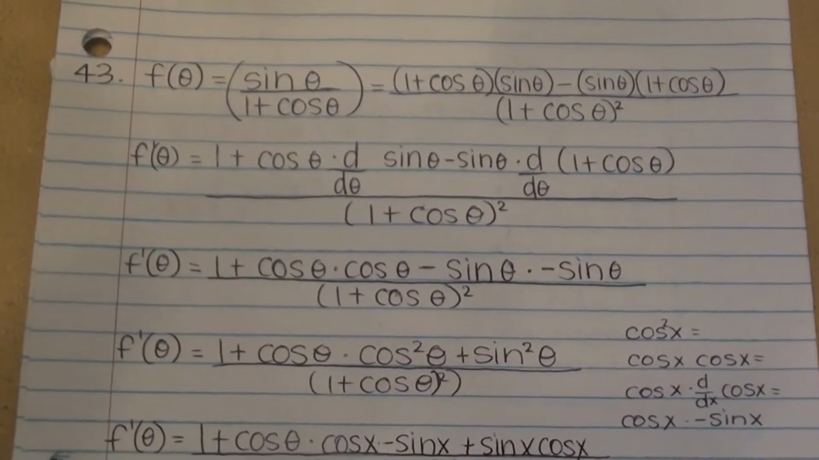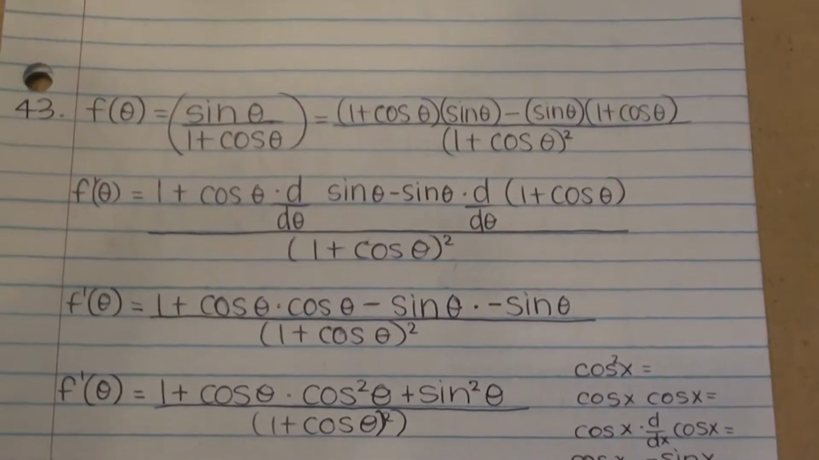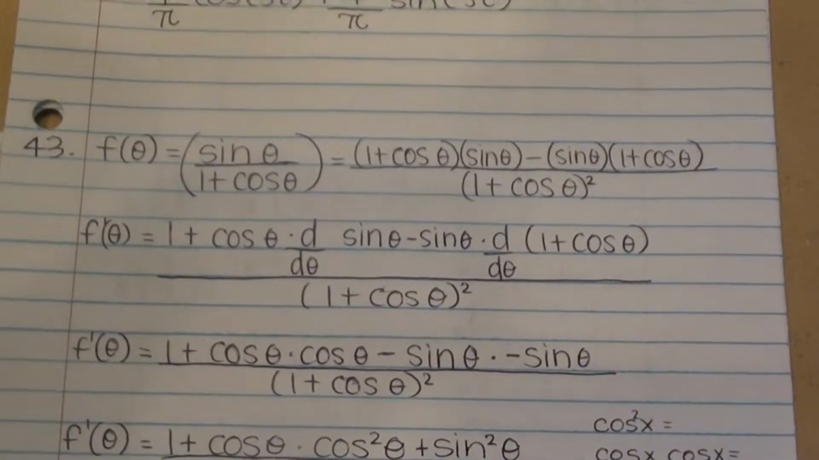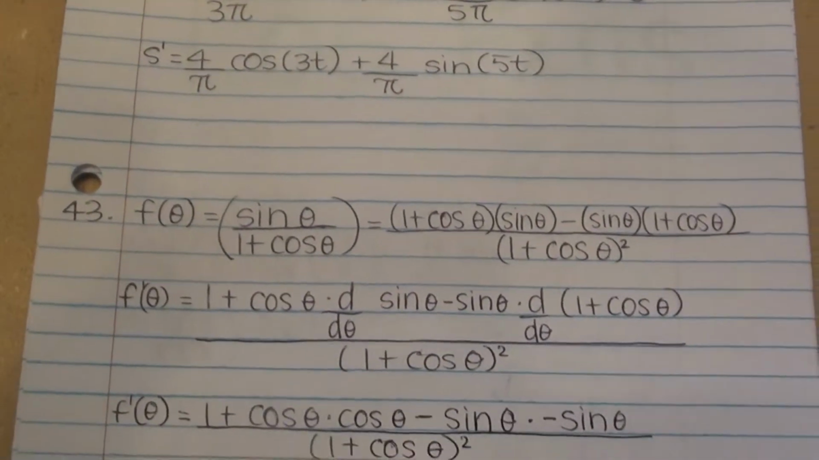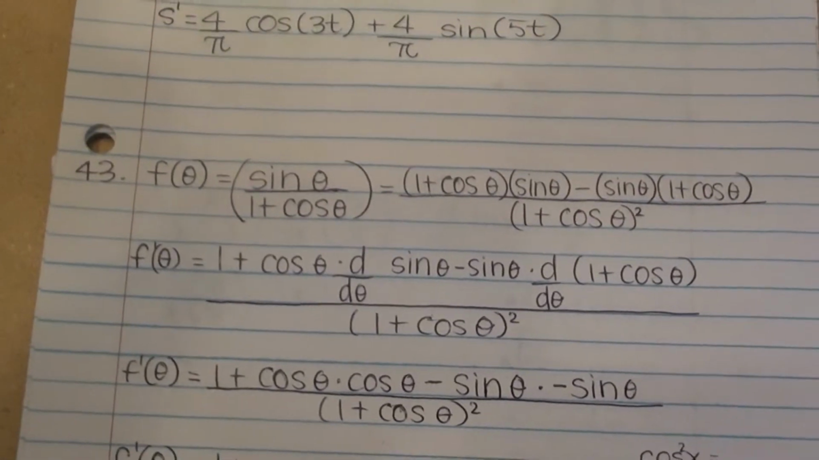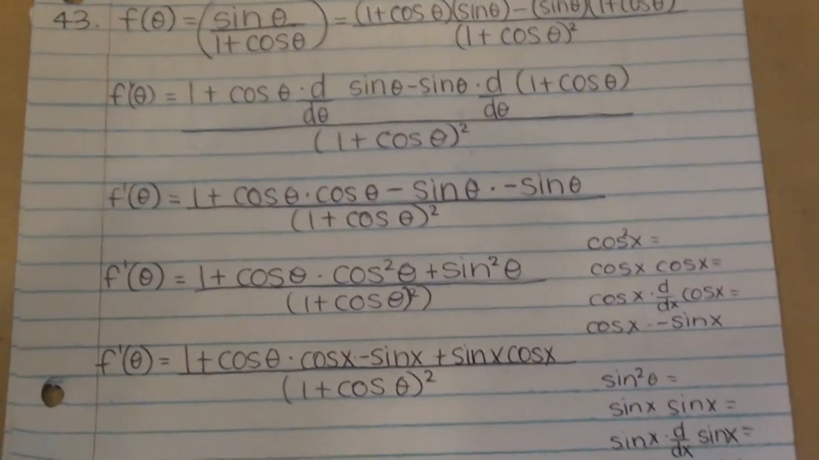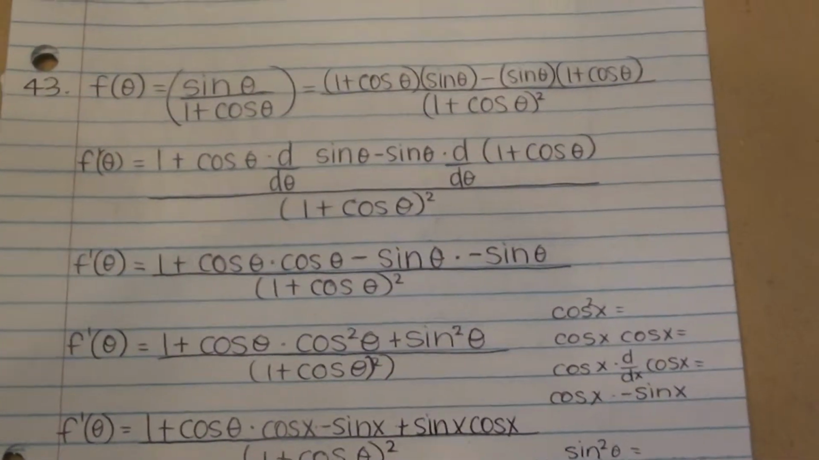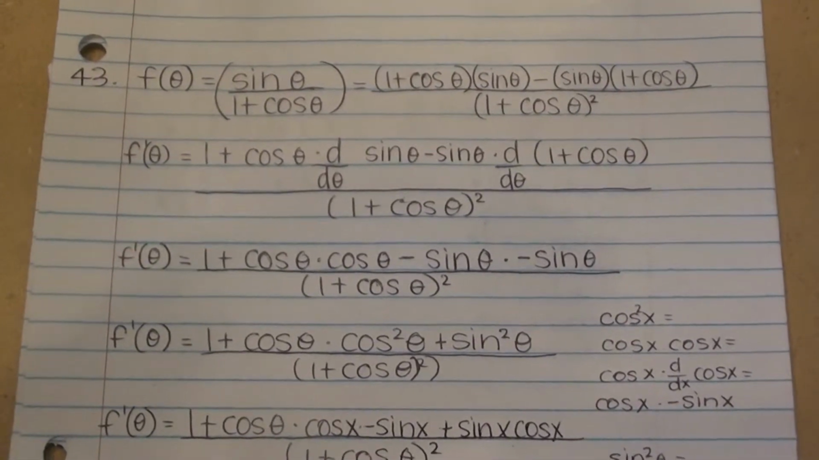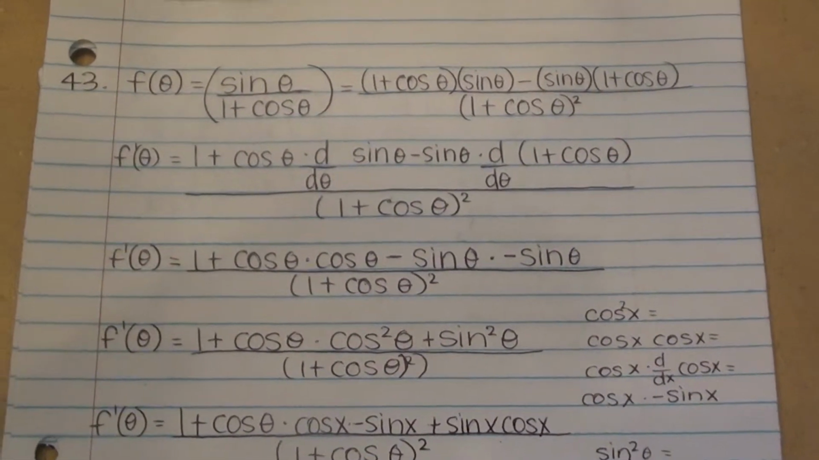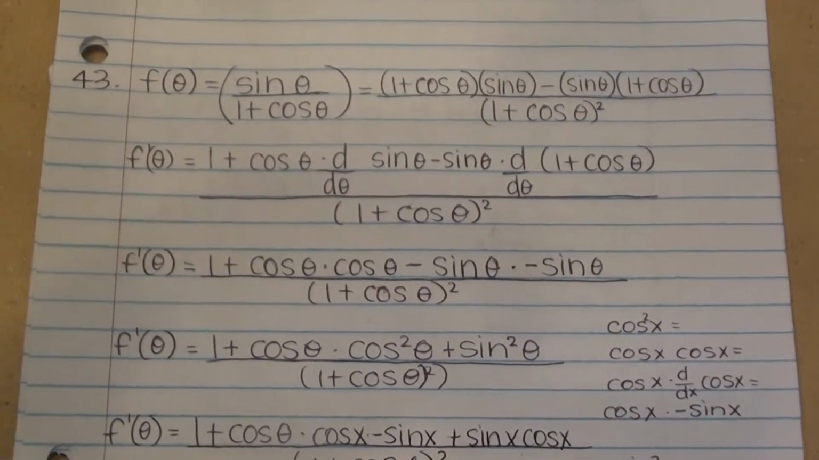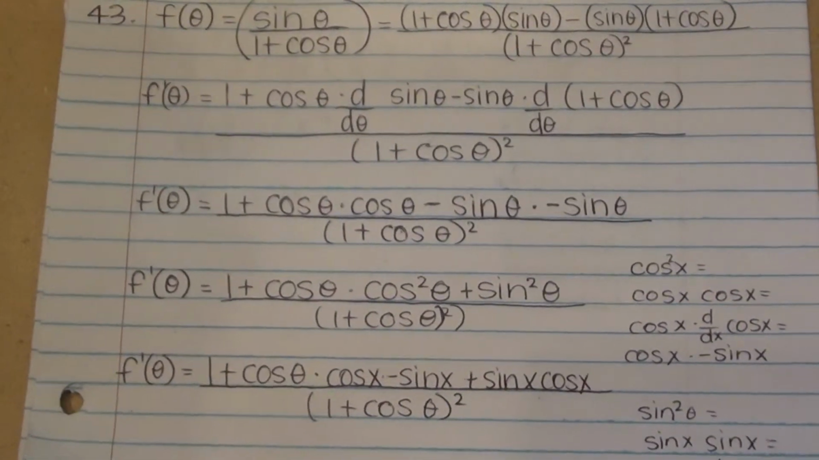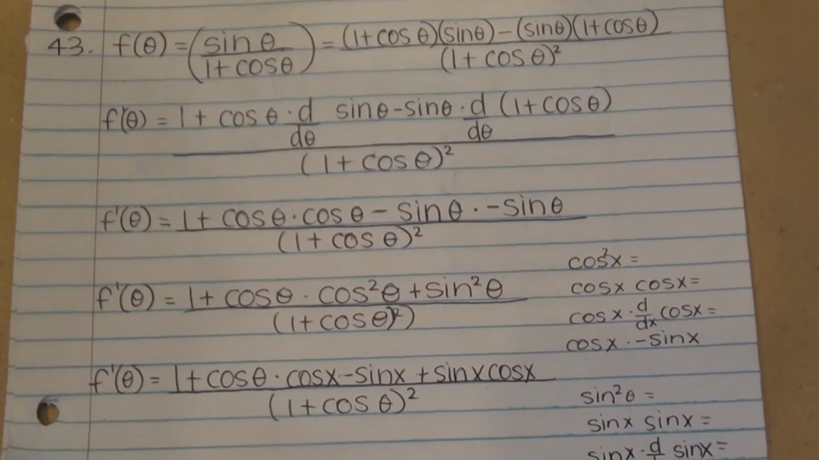The next problem is number 43. F of theta equals sine theta divided by 1 plus cosine theta. For this part of the chain rule, you're going to be using the quotient rule. When you're using the quotient rule, you always think about the formula: bottom times derivative of top minus top times derivative of bottom, all over bottom squared. So basically, when you find the derivative, you're going to prime your function.